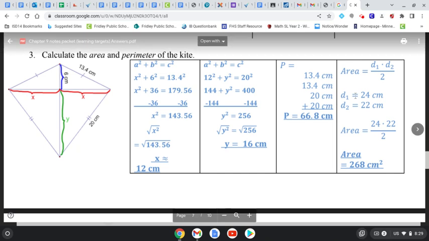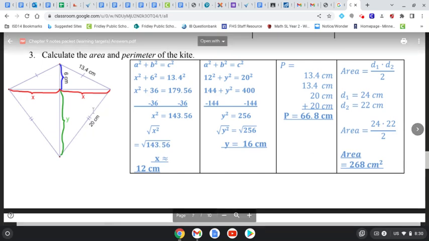So we go ahead and think about our area formula for kites. We take diagonal 1 multiplied by diagonal 2 divided by 2. So our first diagonal was all the way across. So 12 and 12. 12 and 12 is 24. And the other diagonal is across here from the top to the bottom. So that was 6 plus 16, which is 22. So 24 multiplied by 22 divided by 2 gives us our area, 268 centimeters squared.